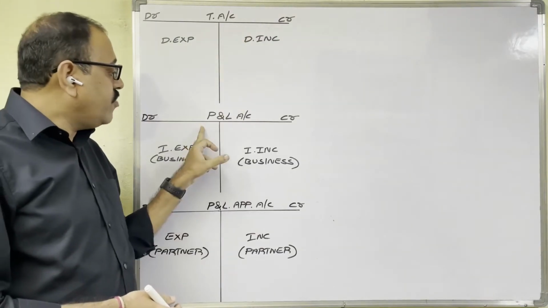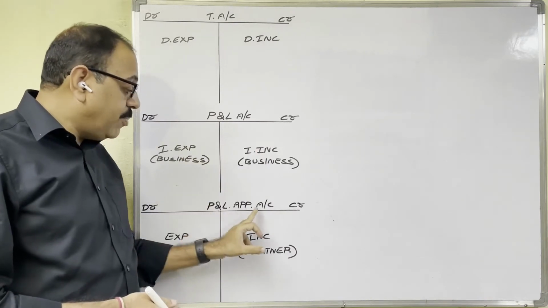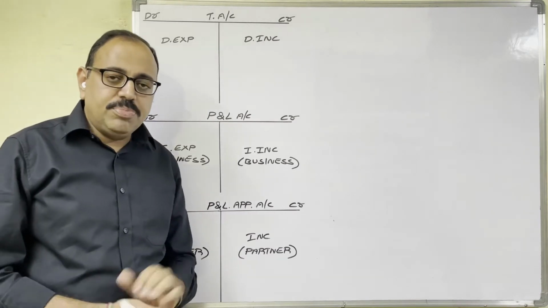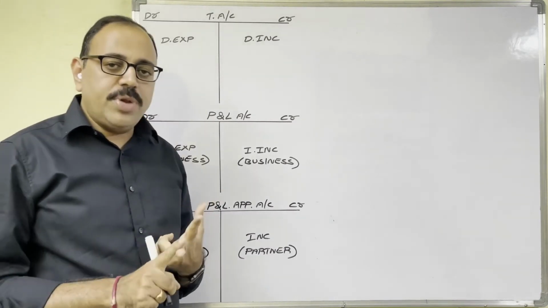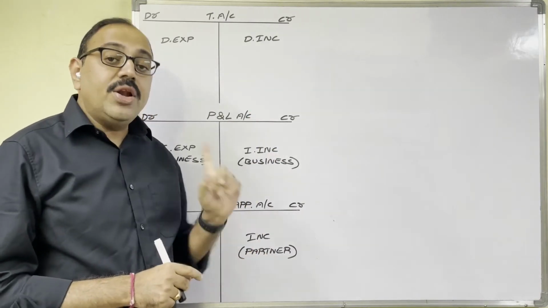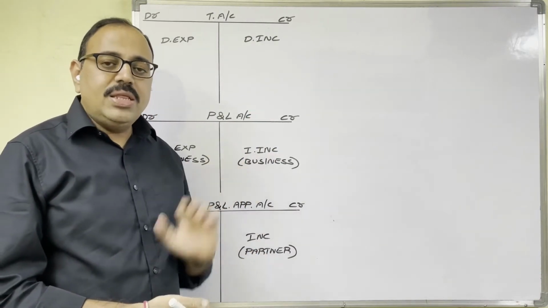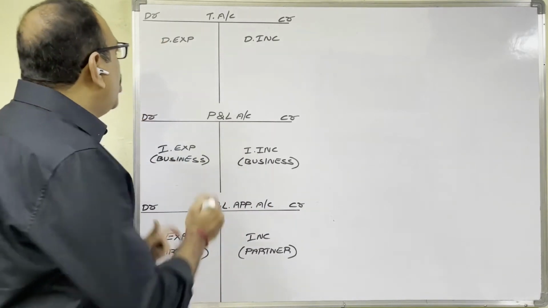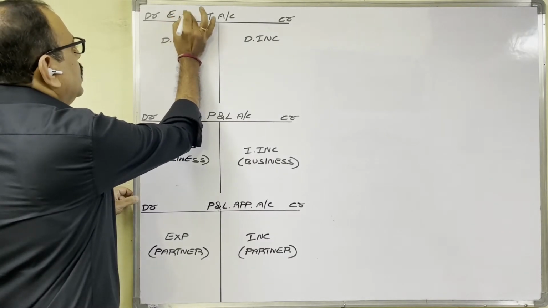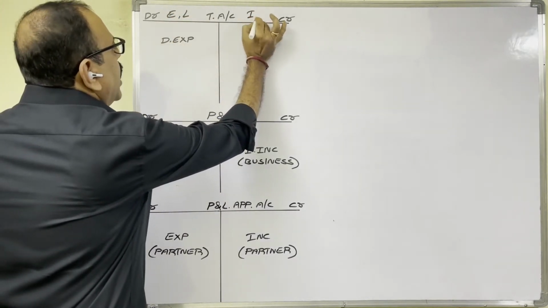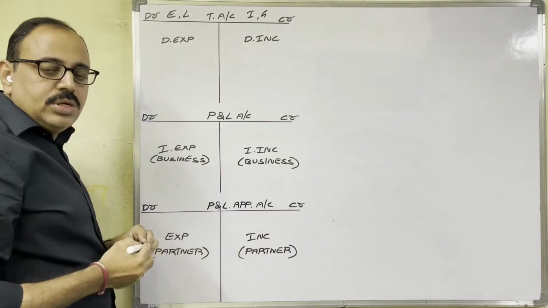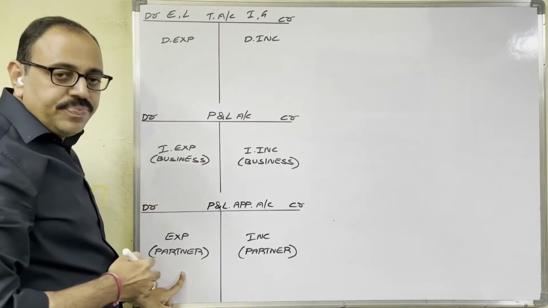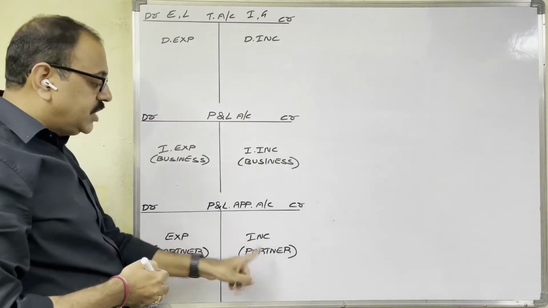Trading account, profit and loss account, profit and loss appropriation account. These three are accounts now. Accounts are of three types: personal accounts, real accounts, and nominal accounts. These three accounts come under nominal accounts. So while preparing these accounts, we should follow the nominal account rule. The nominal account rule is debit all expenses and losses, credit all incomes and gains, profits. So expenses and losses we have to show on the debit side of these accounts. Incomes and gains we have to show on the credit side.